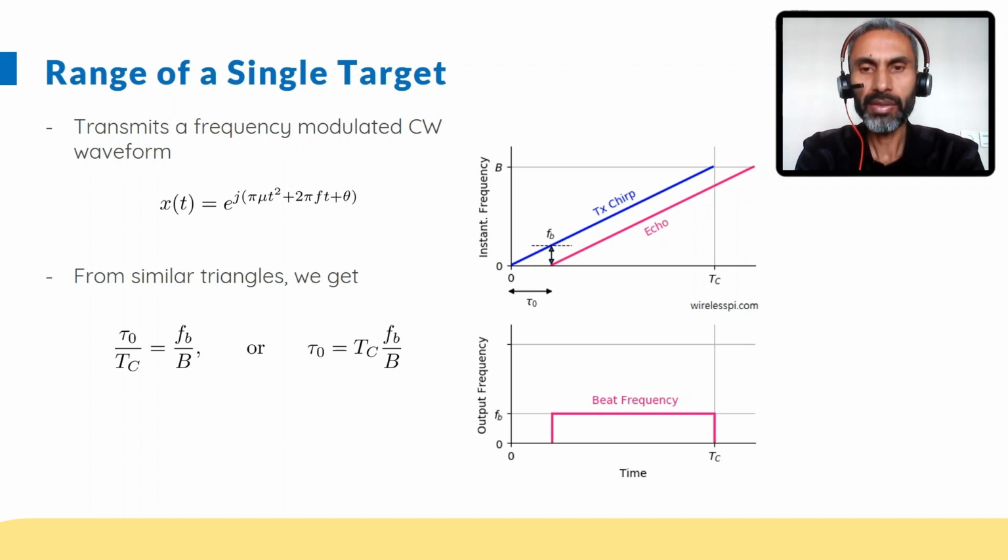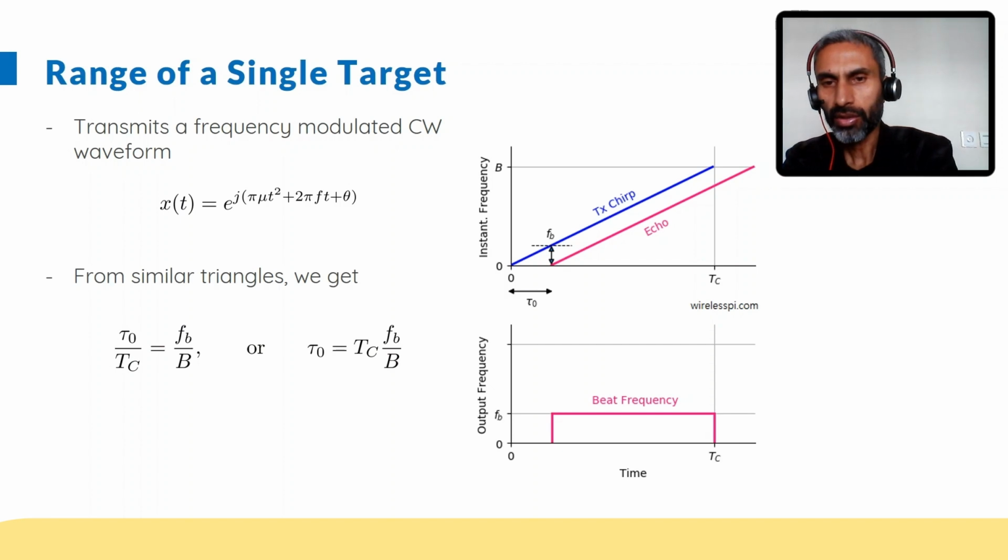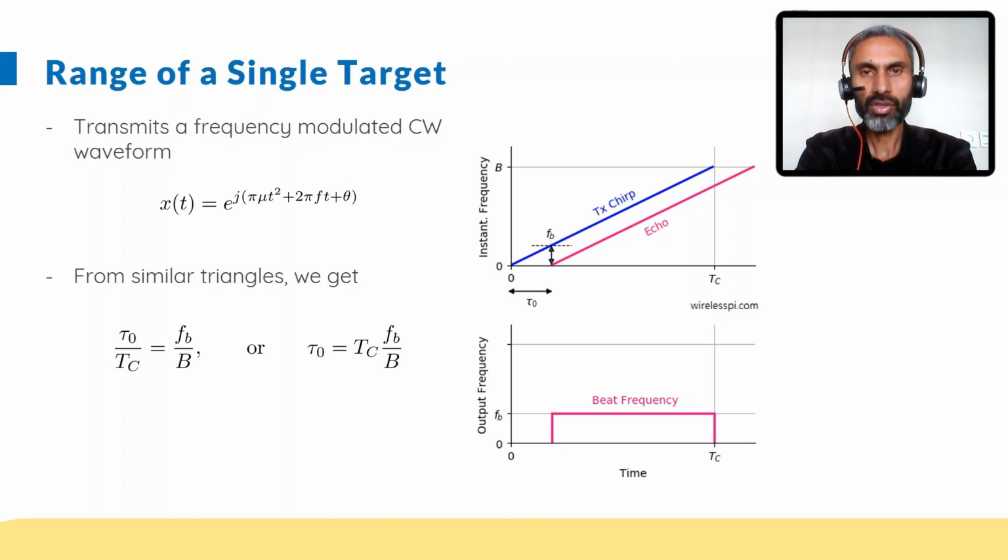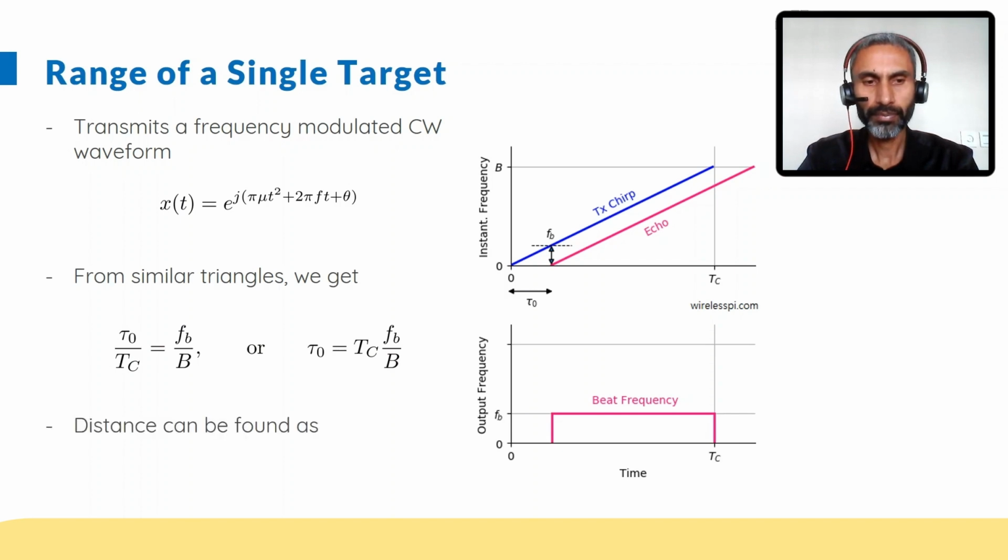And what is beat frequency? If we draw a signal, we could obviously see it more clearly, but here when the signal is shifted, the frequency changes, because it is mixed with the same signal at the transmitter side. The shift determines how much the beat frequency will be. And we can find it as tau naught equals Tc fb over B.